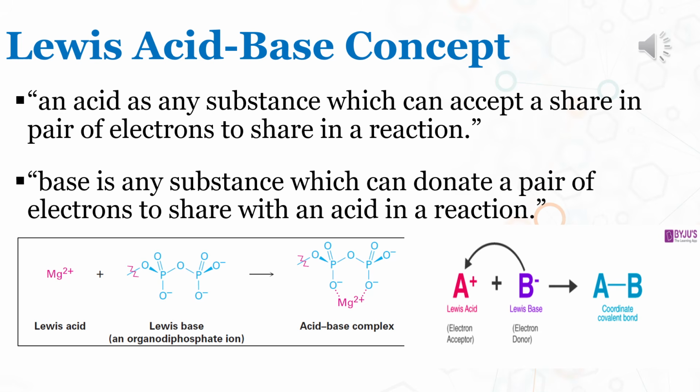Okay? Once this Lewis acid and Lewis base are added and undergo a process of reaction, what will be the byproduct? You'll have the acid-base complex as your final byproduct, because the Lewis base, the organodiphosphate ion, donated an electron to the Lewis acid for it to become stable. Okay?